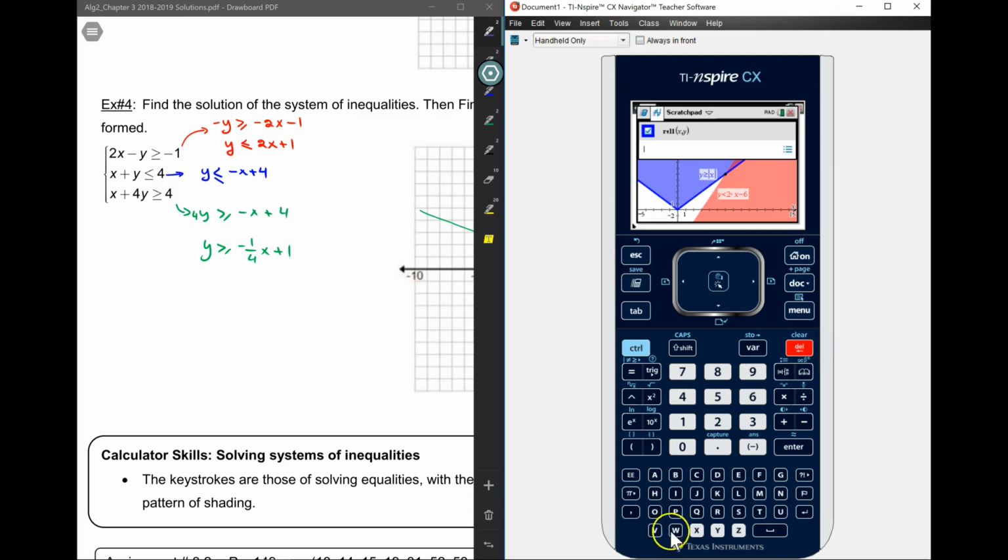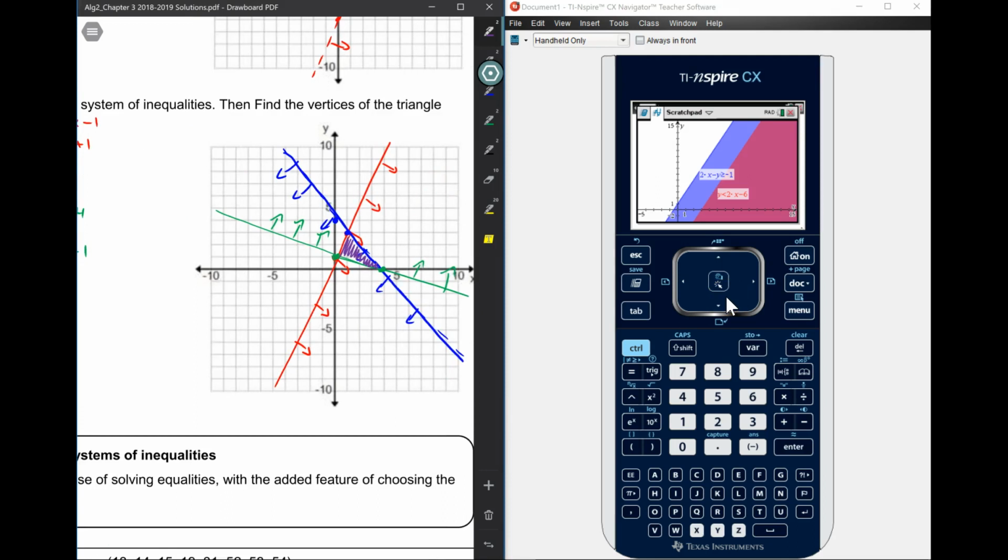All right. So let's do 2x minus y is greater than or equal to -1. Whoops. Enter. Okay. All right, just a sec. We're gonna go back to tab. I'm gonna erase that other one.